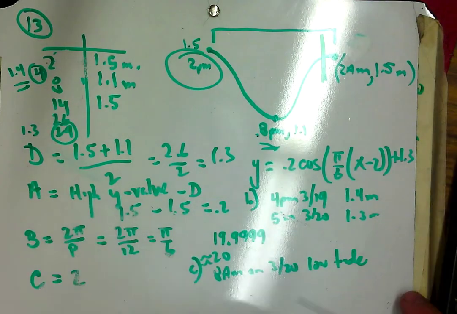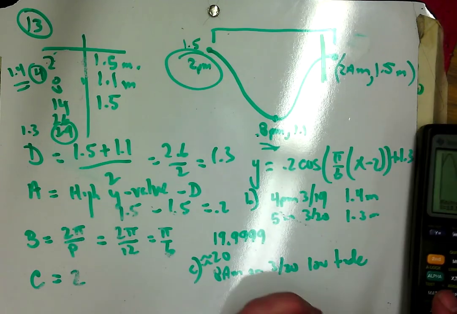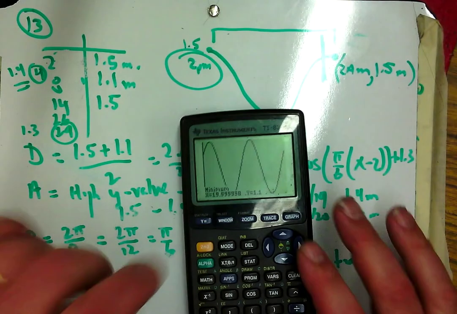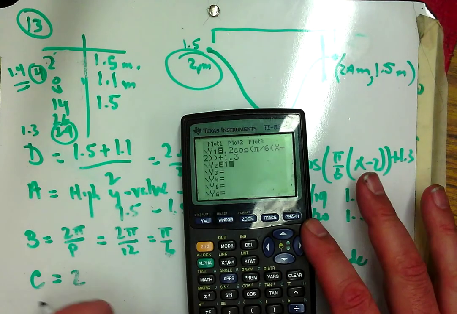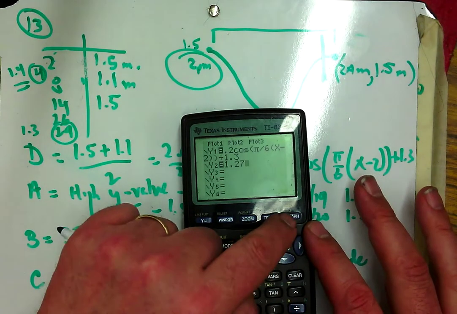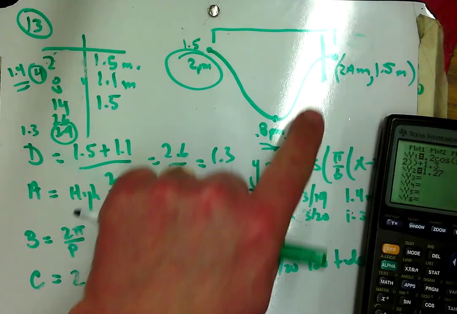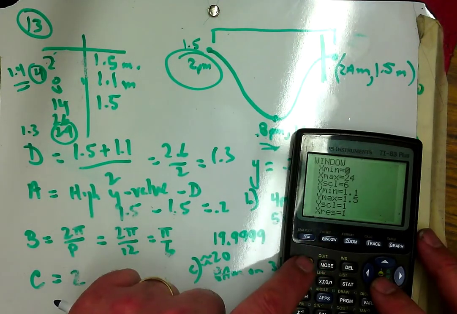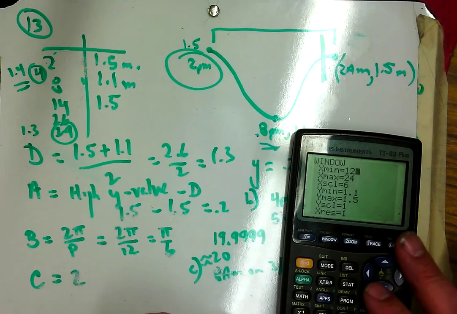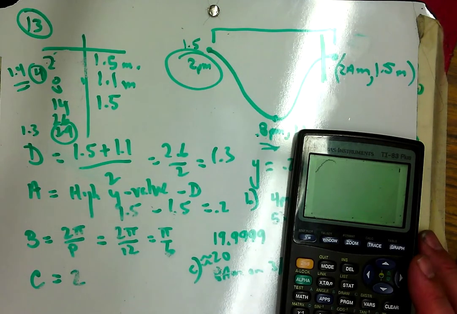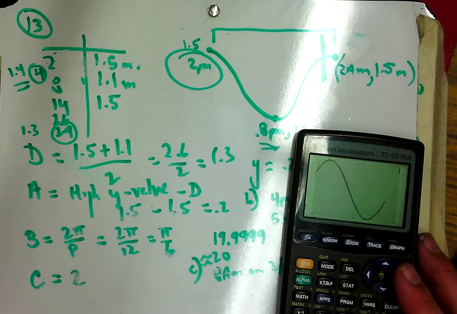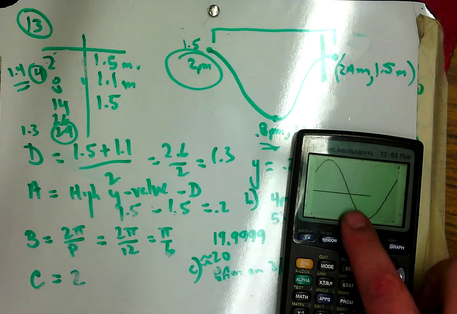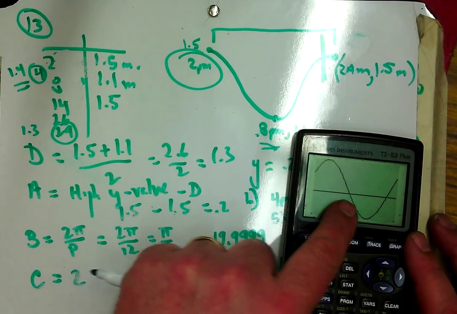That's part C. Part D, what's the earliest time on the 20th the water will be 1.27 meters? Well, let's just graph 1.27. And when did we say the 20th started? At 12, right? Well, let's reset our viewing window to start at 12. Graph. So we want to know the first time we intersect 1.27. So here's our time. Oh, there it is. That one, not that one.